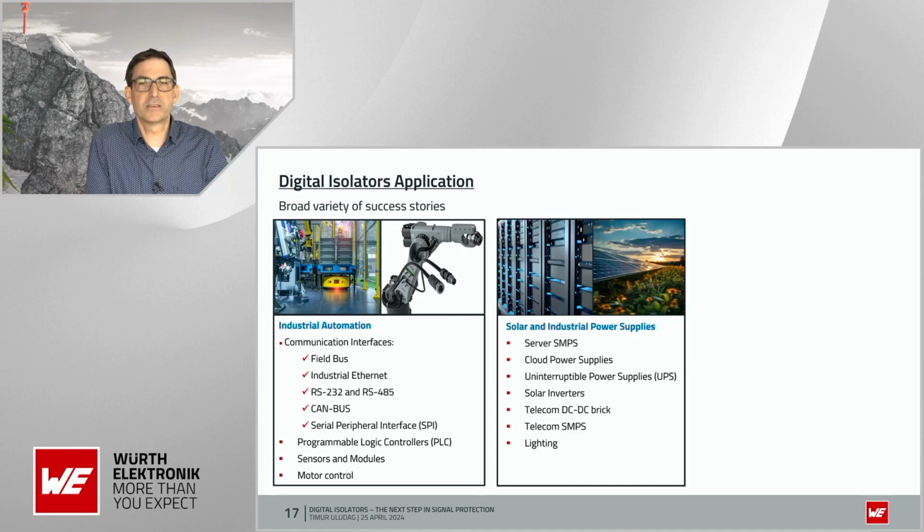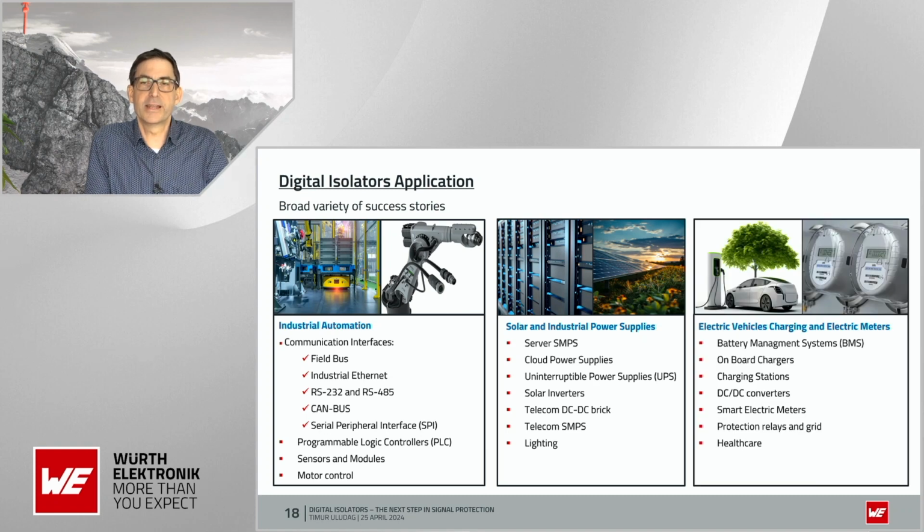Second, solar and industrial power supplies. That means if we go for a telecom SMPS or an uninterrupted power supply, here the digital isolator is the bridge that gives the signal from the secondary side to the primary side. Last but not least, electrical vehicles, charging and electric meters. Here it is for charging stations and smart electrical meters, to protect, because here we are working on high voltages and there we need a protection for the central unit and also for the person who is working with this.